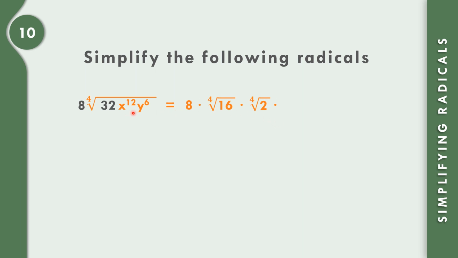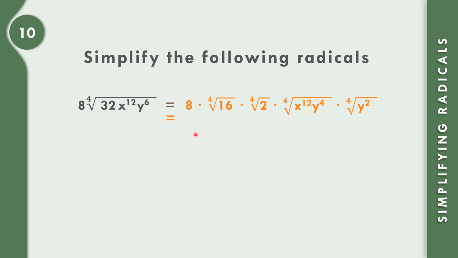And then how about the variable x? So the variable x, we have the index 4. So 4, 8, 12. So walang sobra. So that is fourth root of x to the 12th power. How about the y? 4, 8. So hindi pwedeng makarating ng 8. So hanggang 4 lang. So y to the 4th power, sobra 2.